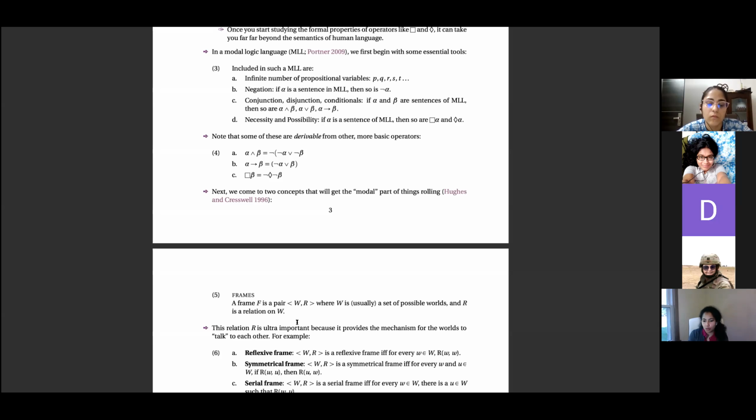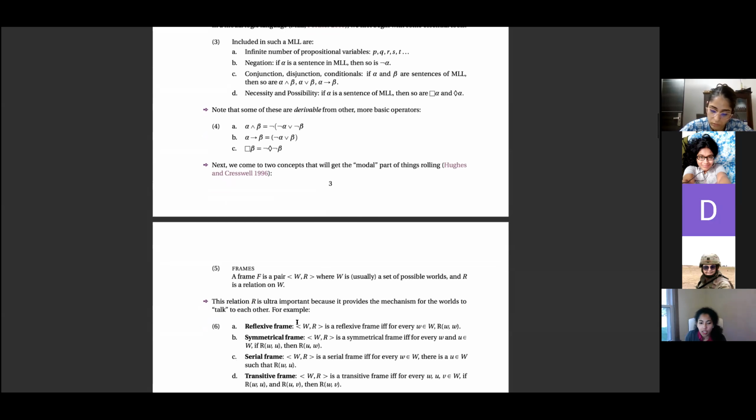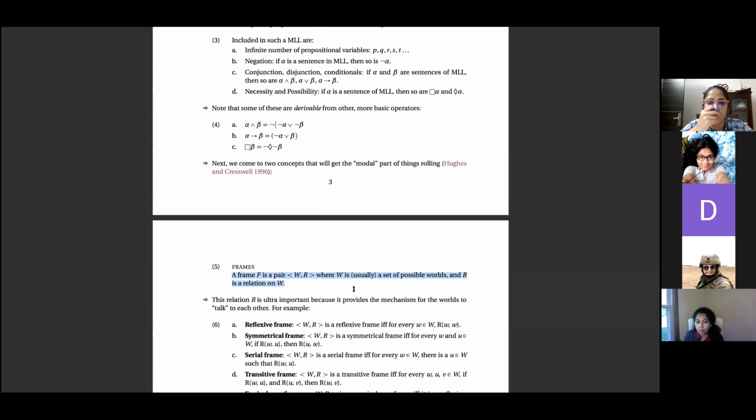But in modal logic, it's usually about possible worlds. So W is a set of possible worlds, and R is a relation on W. This R can have many manifestations, so let's look at some. For people seeing this for the first time, this might not be a very intuitive idea at first, but think about it this way. This relation is very, very important in this setup, because it's the fundamental mechanism that allows the worlds to talk to each other. Ask me if this doesn't make sense.